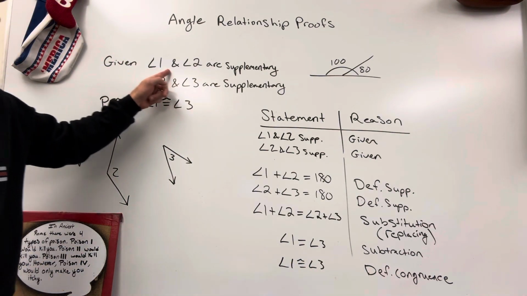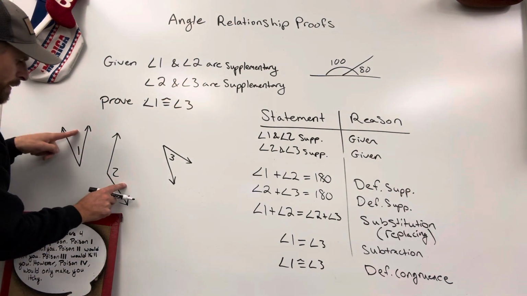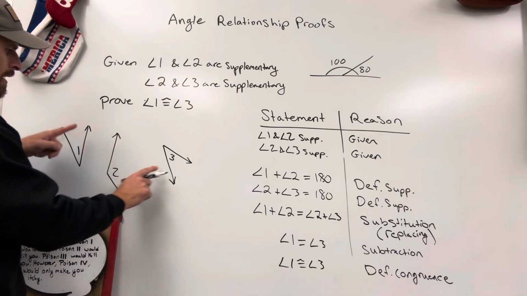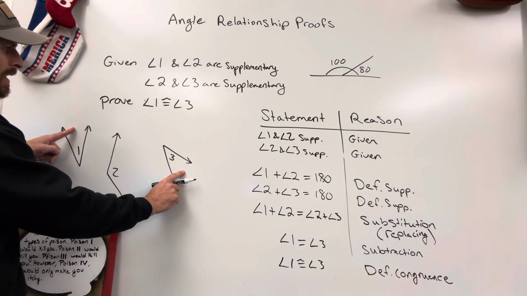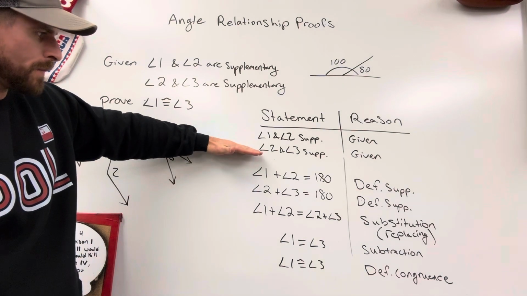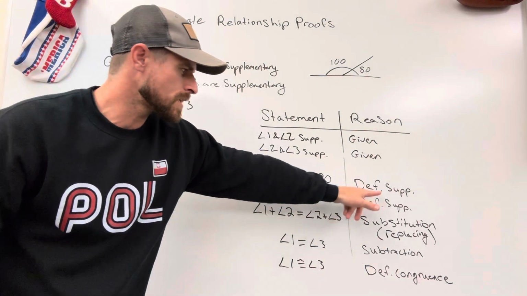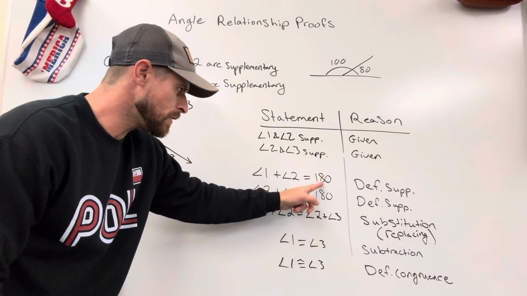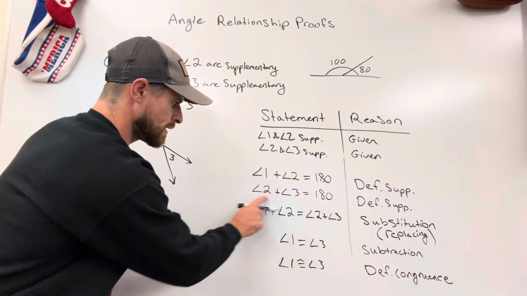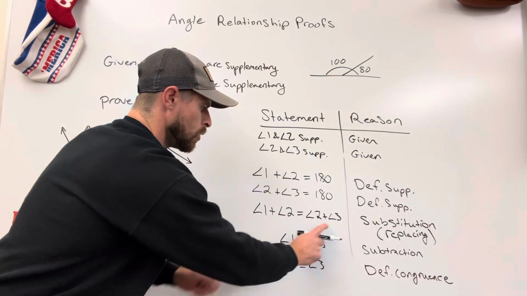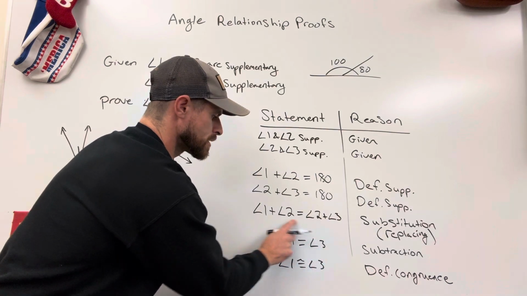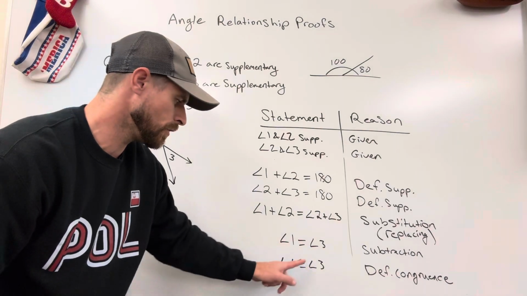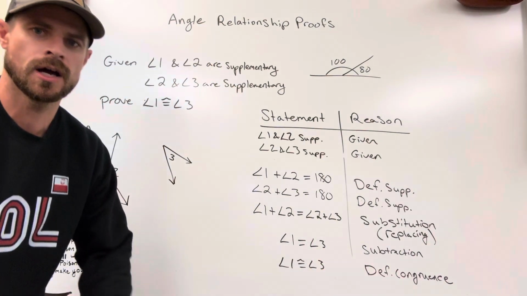We started by only knowing angle 1 and 2 were supplementary. These add up to 180, those add up to 180. Well, if this number stays the same, these also must be the same. How did we prove it? We were given some information. We used the definition of supplementary to show they have to equal 180 each. Then we took the 180 and replaced it with this information here, setting up an equation. We subtracted angle 2 from both sides, and it left me with angle 1 equal to angle 3. If two things are equal, they are also congruent. That is the definition of congruence.